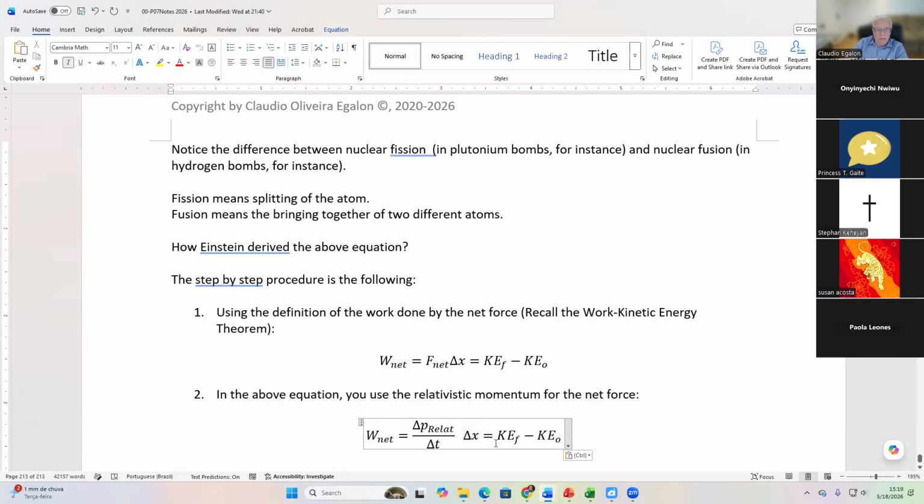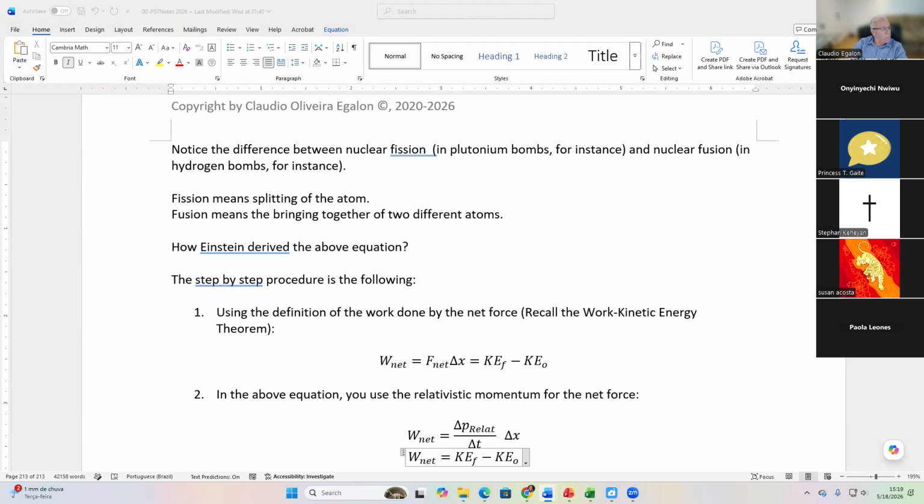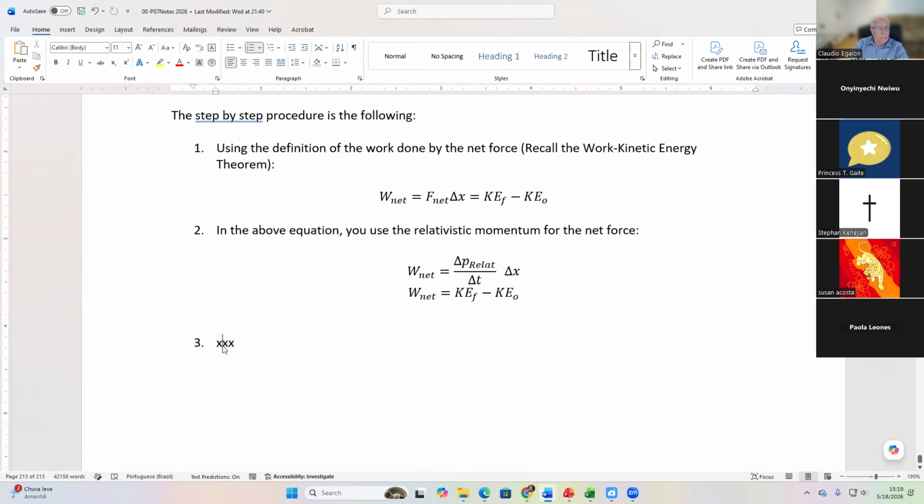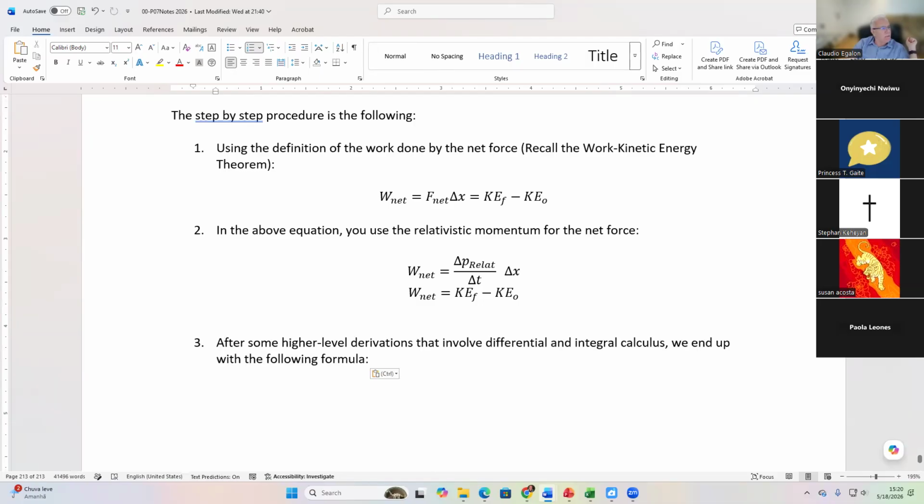And let's not forget, the work done by the net force is also equal to the change in kinetic energy. After some higher level derivations that require differential and integral calculus, we end up with the following formula for the relativistic energy.